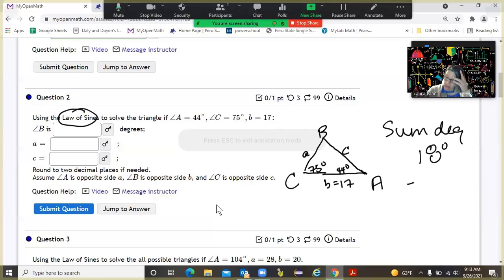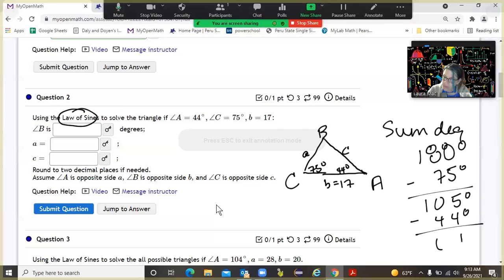So I can just subtract off that 75 degrees, which would leave me with 105, and then subtract off that 44, which leaves me with 61 degrees for this one. And then I always just like to check that. 5 and 4 and 1 makes 0, and 7 and 7 is 14 and 4 is 8. Okay, so now I do have a pair, and I can use the law of sines.